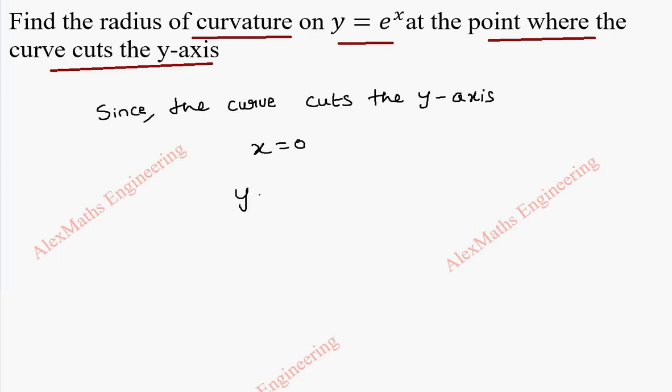By using the 0 on the curve in place of x, we get e power 0, which is 1. Therefore, we get the point 0, 1.